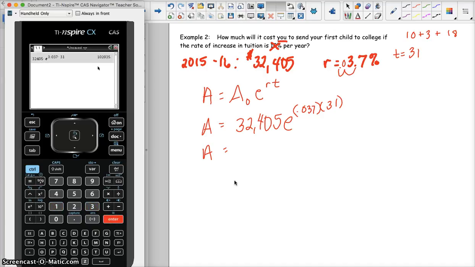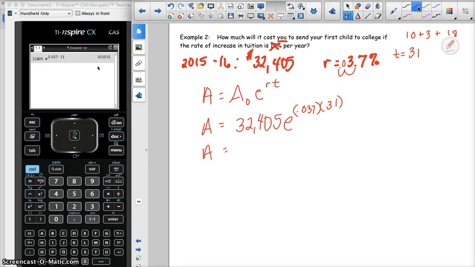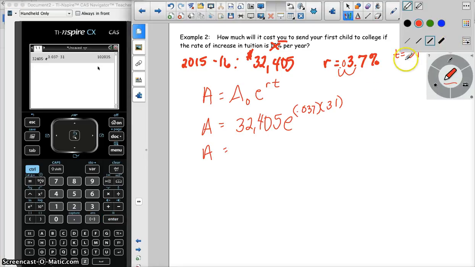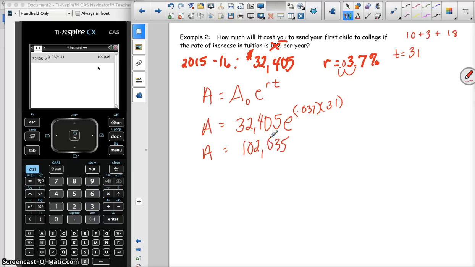Okay, so it looks like if the rates continue to increase at this rate, it's going to cost you $102,035 to send your child to college for 1 year. And this is just tuition. This does not include room and board and books and what it costs to feed them.